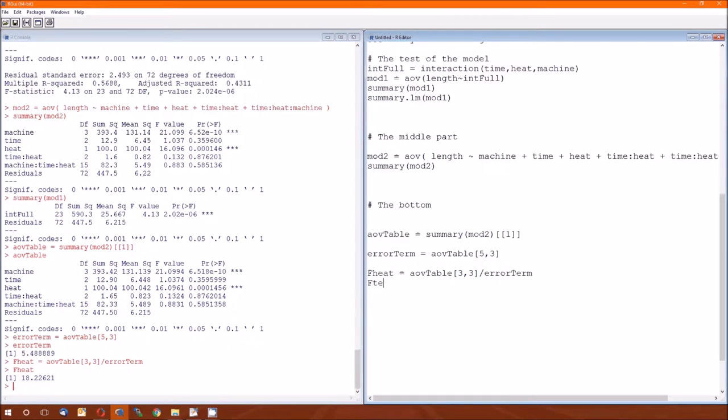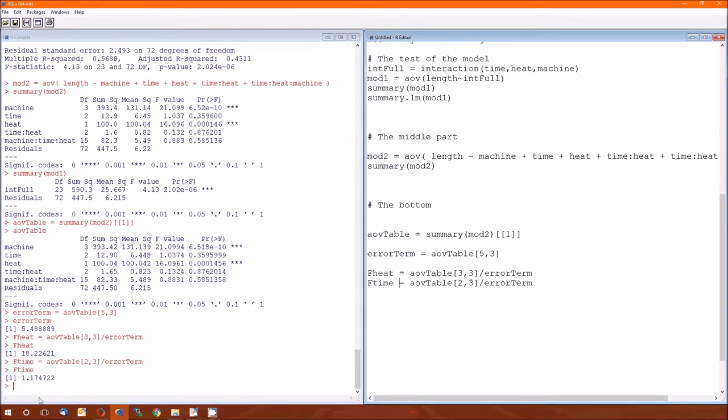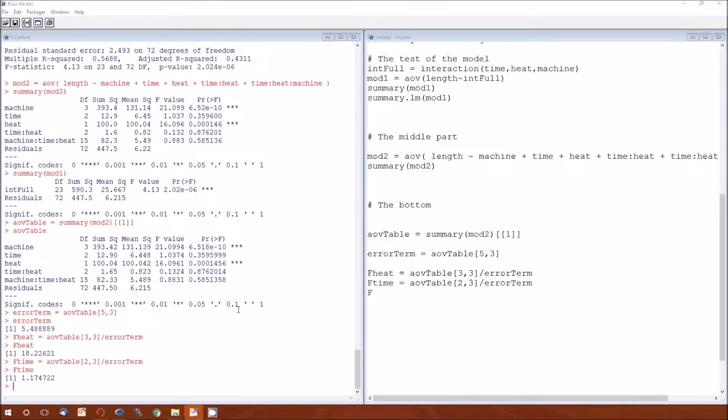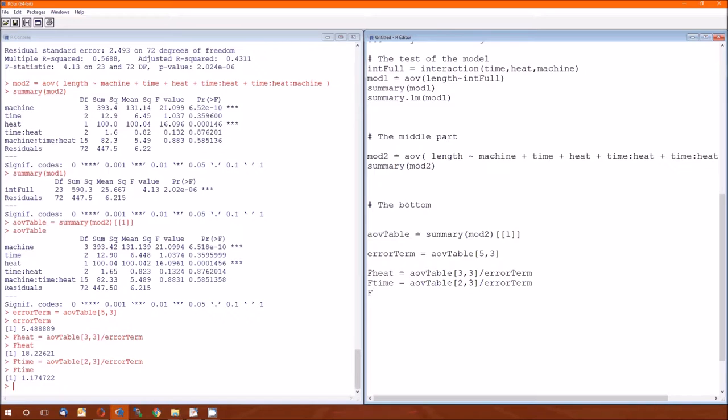So the F value for time is just going to be the AOV table of that time mean square, row 2, column 3, divided by the error term. 1.174722. Well, the book only gives us 1.17, so you'll have to trust me. And then the F value for the interaction of time and heat. Time by heat equals, as your AOV table, and where is that interaction term of time? 1, 2, 3, 4th row, and again, 3rd column.